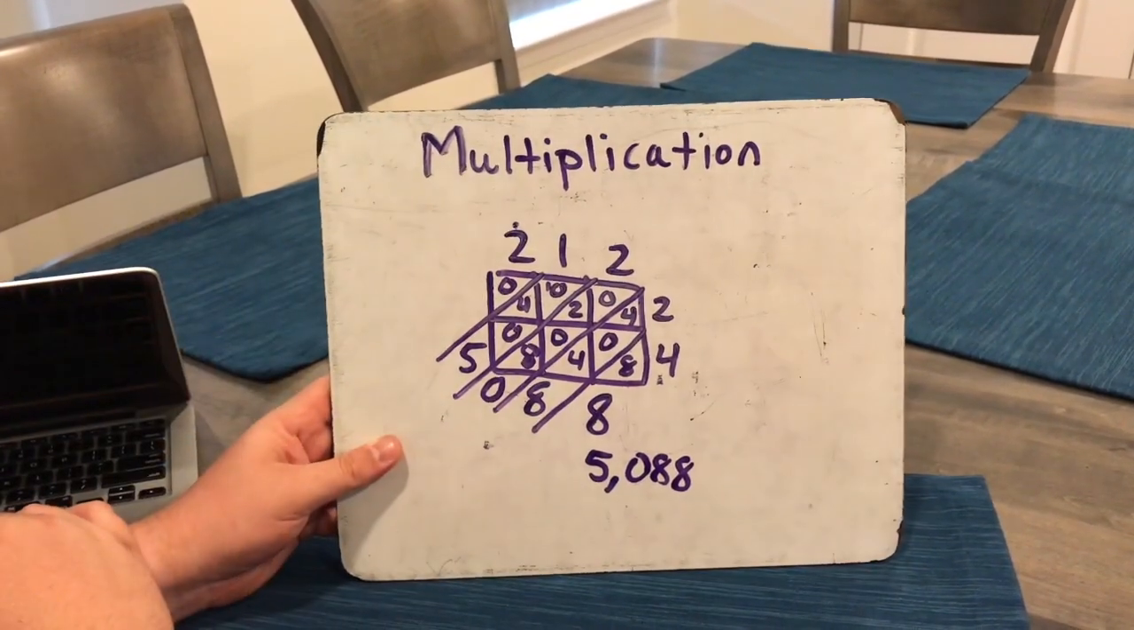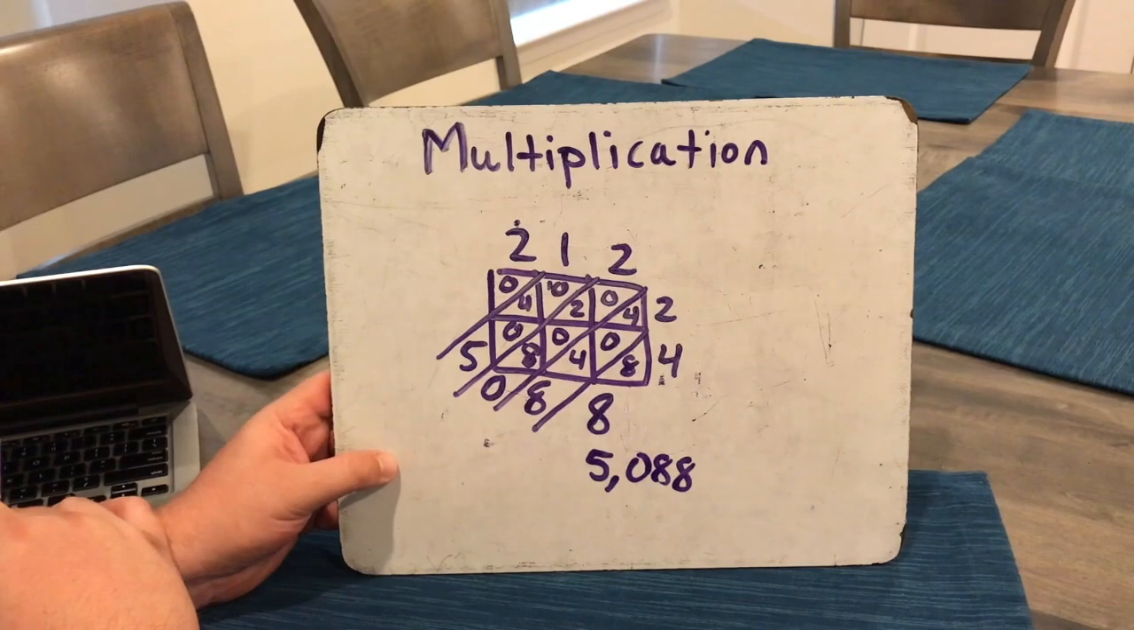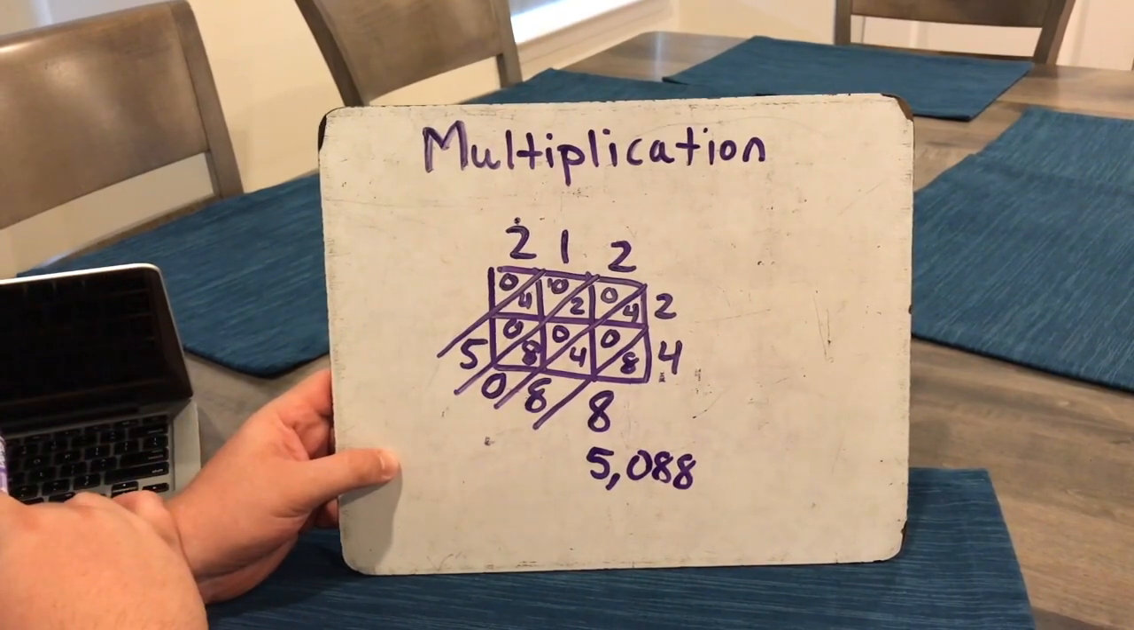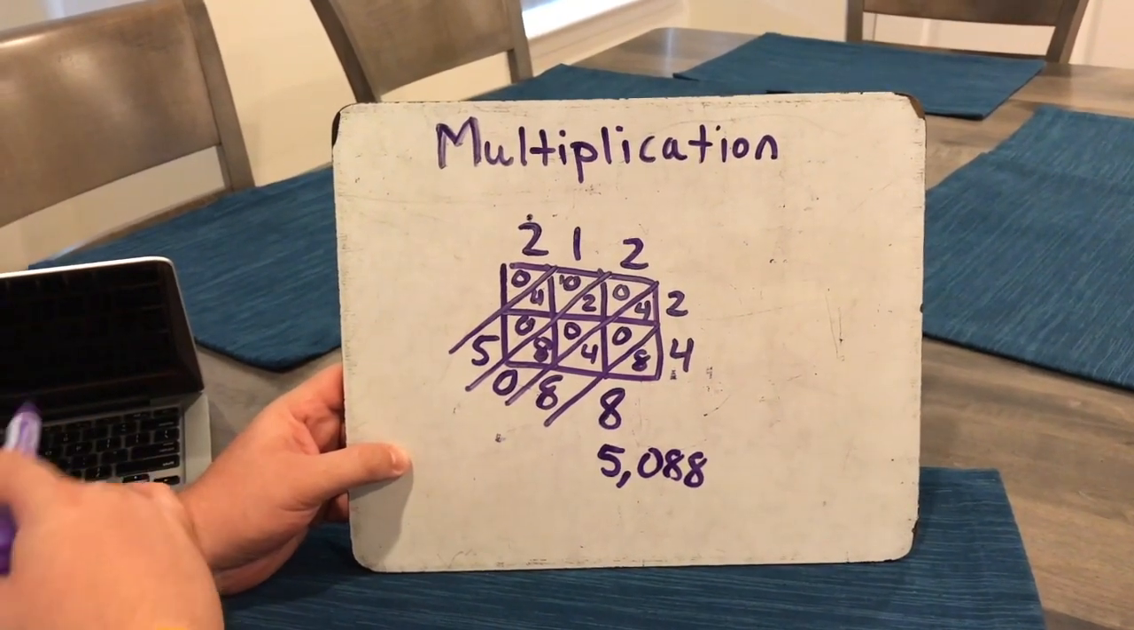Now, if you like traditional multiplication better and that works for you, that's fine with me. If you like lattice, you find it easier, doesn't matter to me. As long as you understand and you can do the problem that's asking, you can do either method.